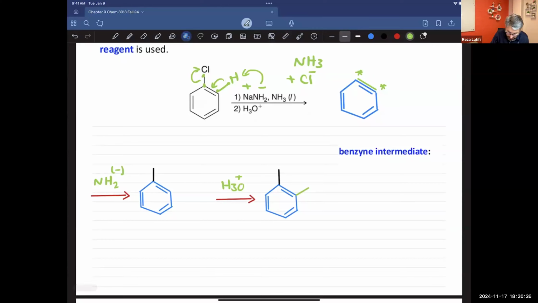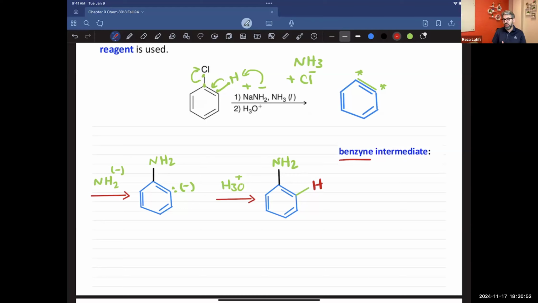Let's say we added the NH2 here. So now we have NH2 here. That means we're going to have a negative charge there. Now I need to treat it with an acid. And the acid is going to give me acidic H, and I will get that one. Okay. Again, I got benzyne intermediate. And now, unlike this intermediate, both carbons are identical. So it doesn't matter where you put the NH2.